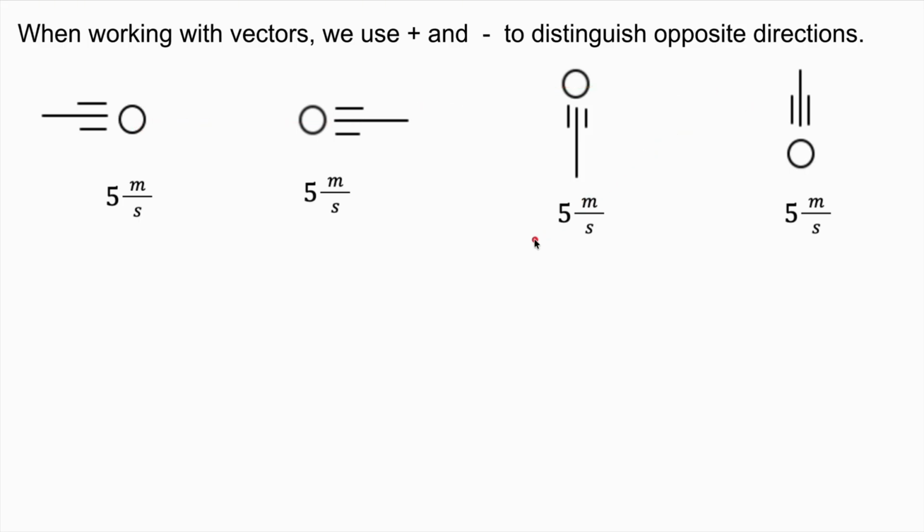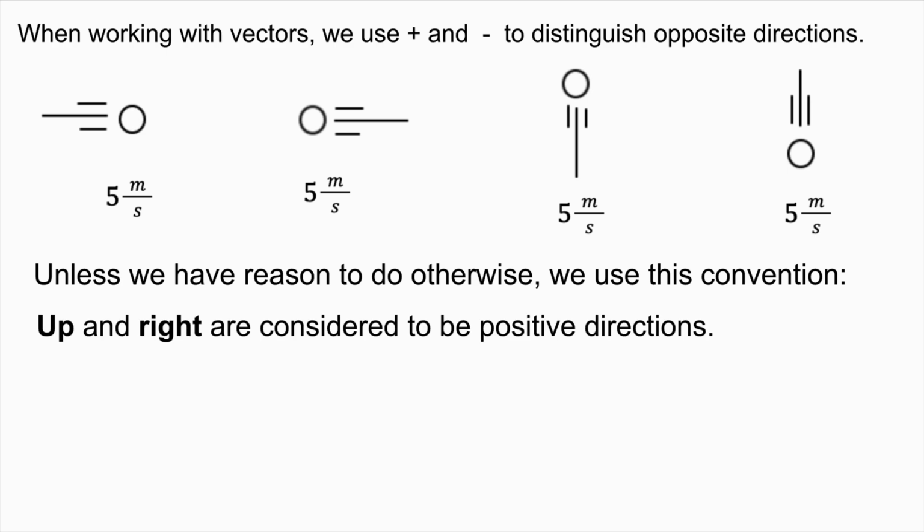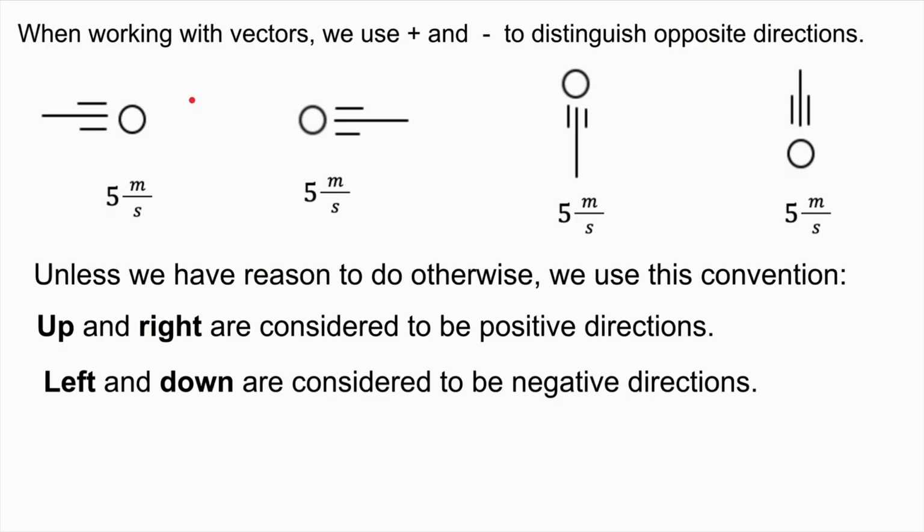But what we're going to do with vectors is we're going to distinguish the direction of a vector by using the symbol positive and negative. And this has nothing to do with quantity. It has to do with direction, which sometimes confuses students. So let's just look at how we would apply this. So unless we have reason to do otherwise, we're going to use this convention. We're going to say that up and right are positive directions. And we're going to say left and down are negative directions. So left is negative, down is negative.